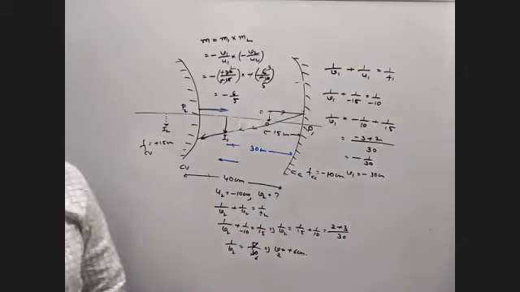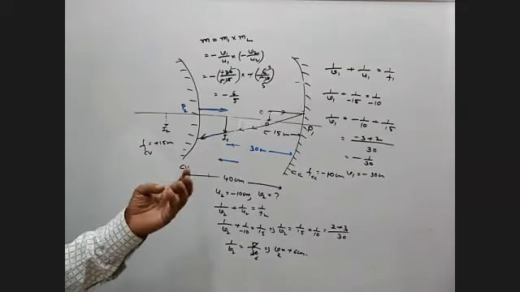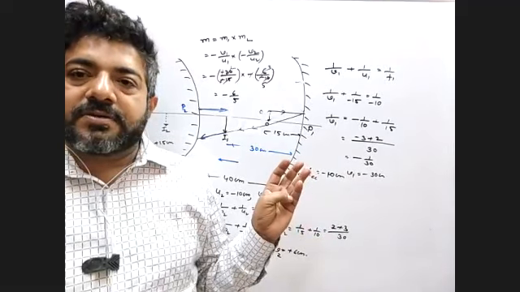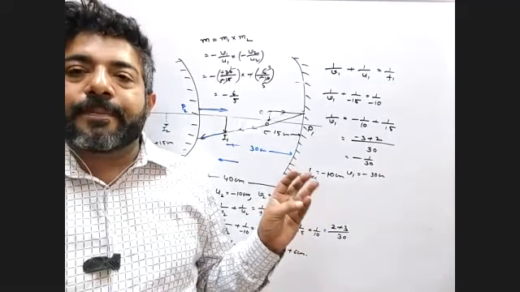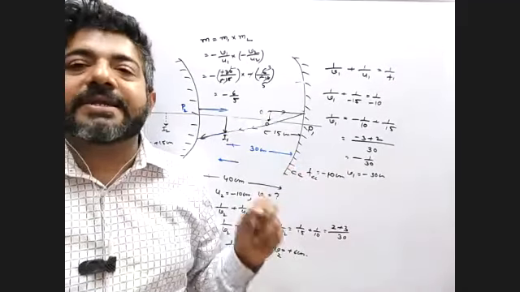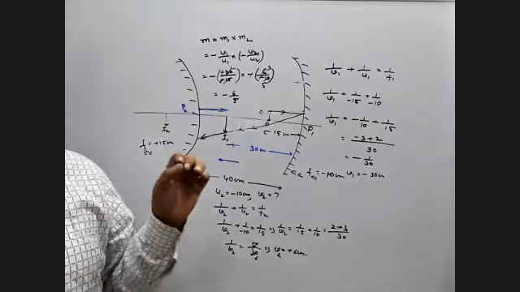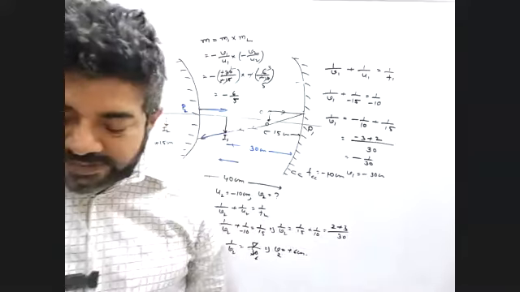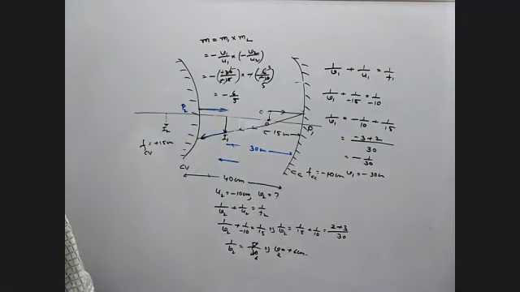So what is your final statement? The final image is inverted, virtual, magnified 6 by 5 times, and virtual 6 centimeter behind the mirror. Is it okay, everyone? You understand what is the statement? Yes, sir.